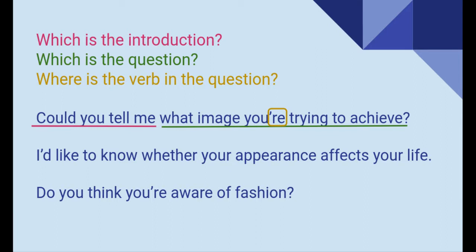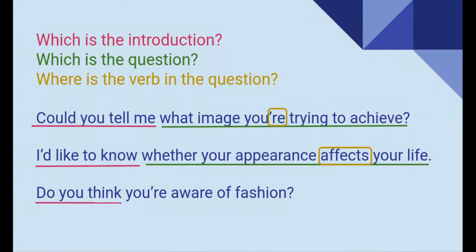Again, here in the next one, I would like to know is our introduction, whether your appearance affects your life, the question, and the verb is affects after this subject, which is your appearance. Okay, and the last one, do you think you're aware of fashion? The introduction would be, do you think, and the question, are you aware of fashion? And the verb once again is after the subject.